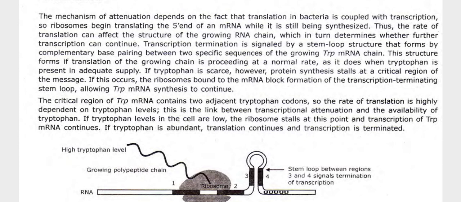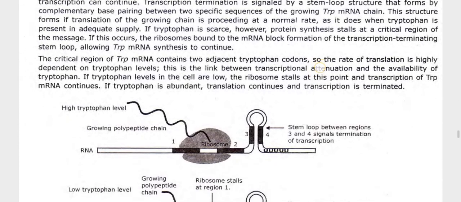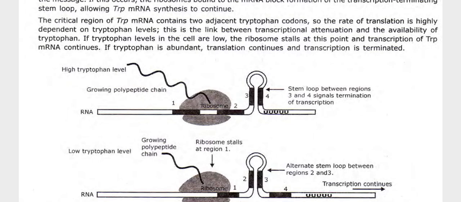This structure forms if translation of the growing chain is proceeding at a normal rate, as it does when tryptophan is present in adequate supply. If tryptophan is scarce, however, protein synthesis stalls at a critical region of the message. If this occurs, the ribosome bound to the mRNA blocks formation of the transcription-terminating stem loop, allowing trp mRNA synthesis to continue. The critical region of trp mRNA contains two adjacent tryptophan codons, so the rate of translation is highly dependent on tryptophan levels.